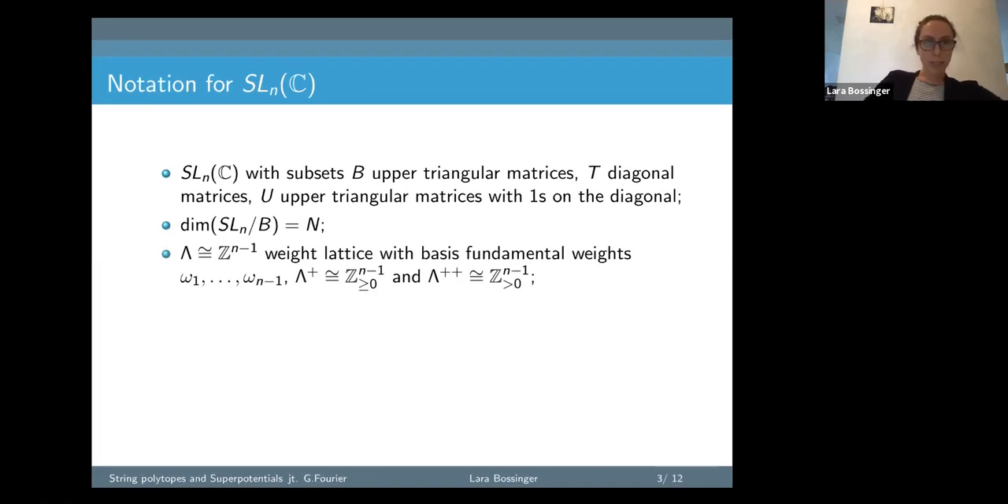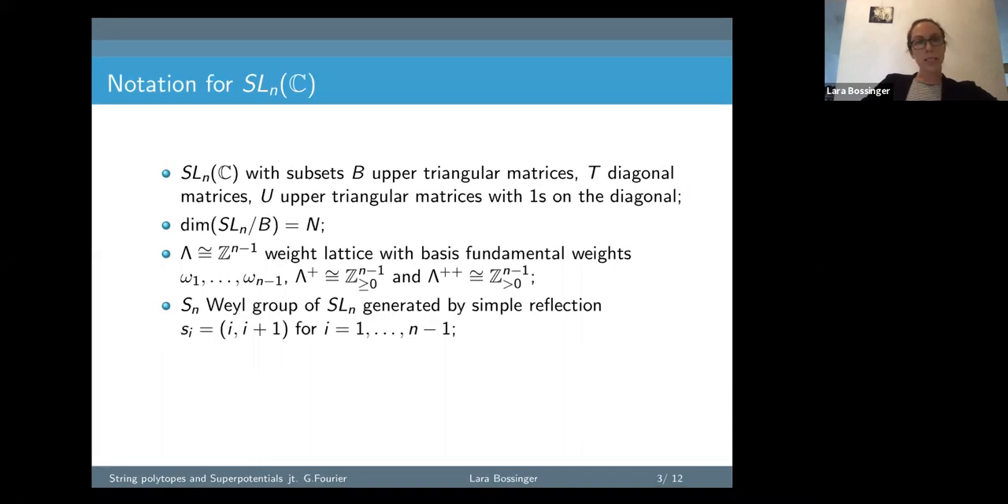Then I fix the weight lattice that I get from fixing the torus. It's isomorphic to Z^(n-1), where the basis for this isomorphism that I choose is the basis of fundamental weights, omega_1 to omega_(n-1). And then I have the dominant Weyl chamber, which is the positive orthant in this lattice.